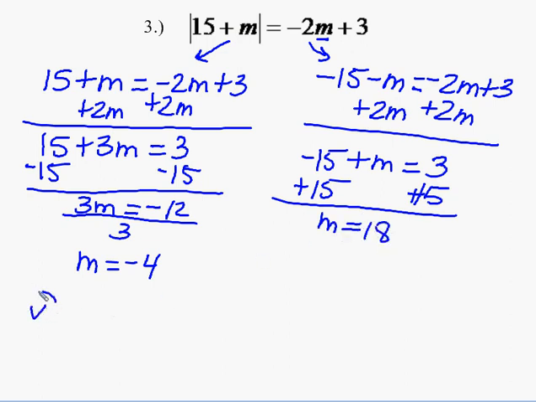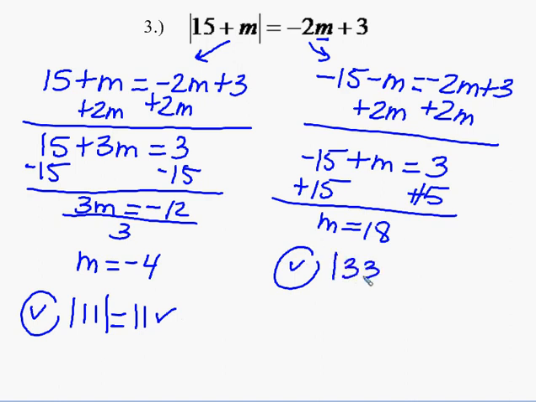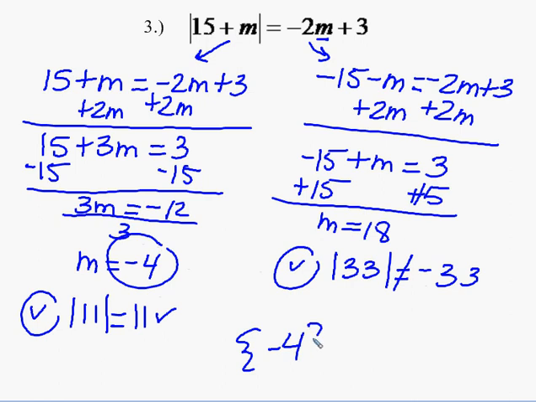So when we do our check here, when we throw negative 4 into here, we're going to get the absolute value of 11. When we throw it on the other side, we're going to get 11 as well. So this works. Now when we do our check in here, when we throw 18 into our absolute value up here, we're going to get 33. When we throw it on the other side, we get a negative 33. So this does not work, so we only have one solution of negative 4 in your solution set.